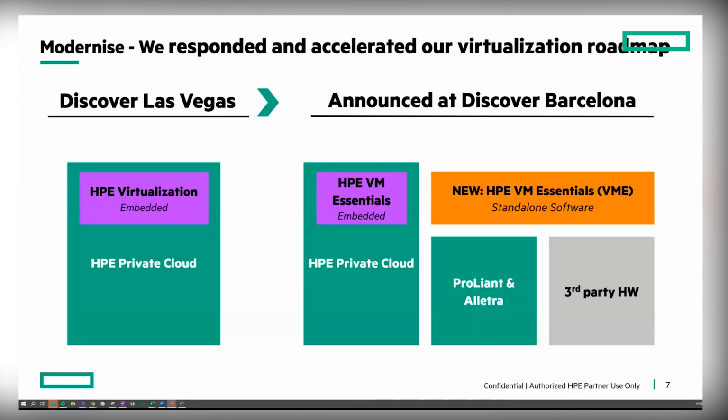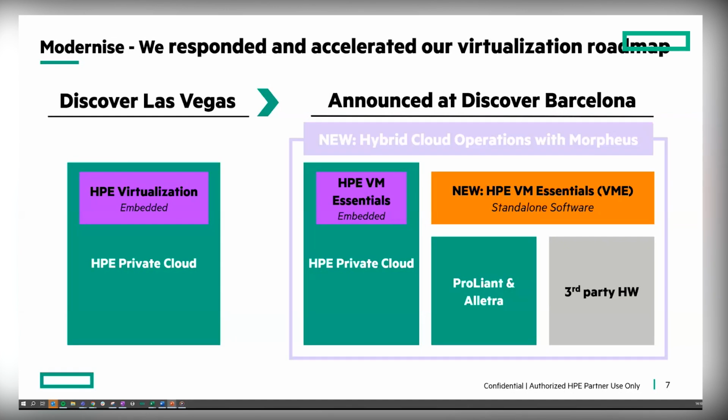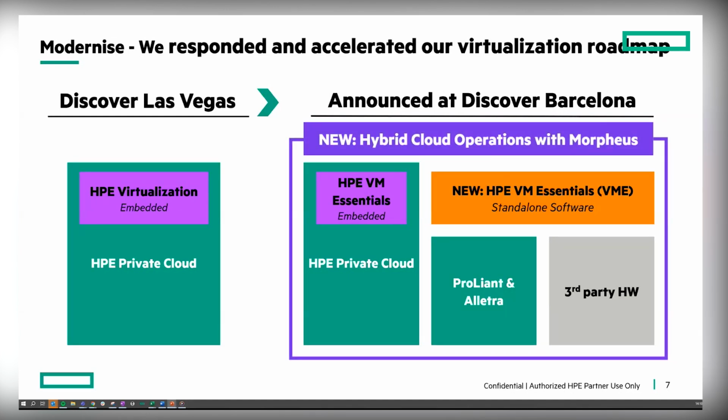So at Discover back in November, late last year, we announced that we acquired a company called Morpheus Data in August. And what we've done with Morpheus is taken an element of their portfolio, so the virtualization piece, which is based off of KVM, and we have named our hypervisor VM Essentials, which will run across both a private cloud perspective and also a standalone perspective with ProLiant, and later down the year with integrations with third parties as well.